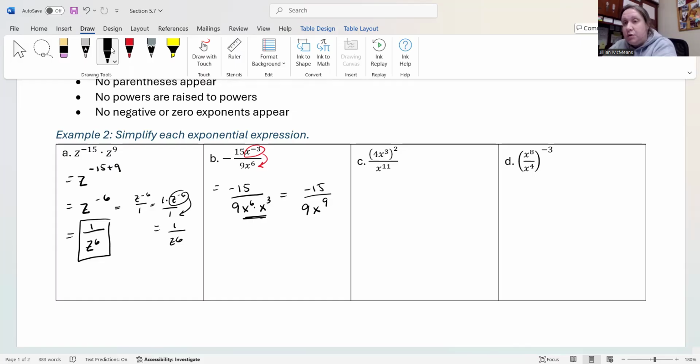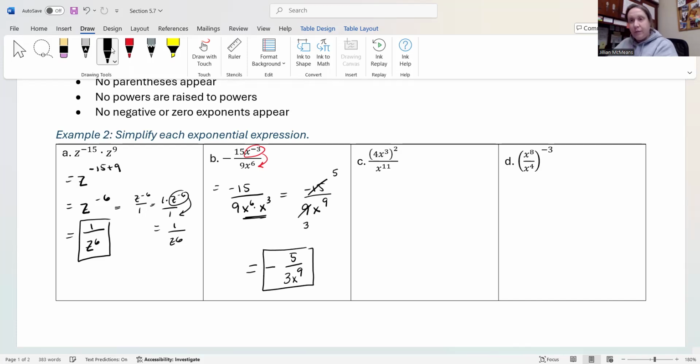Now, we also have to address the 15 and the 9. You always want to see if there's common factors that could be divided out. And in this case, there are. There's a 3, we'll say, that could be divided out. So when we're dealing with a negative divided by a positive, the whole end result is going to be negative. Now, as far as 15 and 9 are concerned, they're divisible by 3. So when I take 15 and divide it by 3, I get a 5. When I take 9 and divide it by 3, I get a 3. So our final answer is going to be negative 5 over 3 x to the 9th.